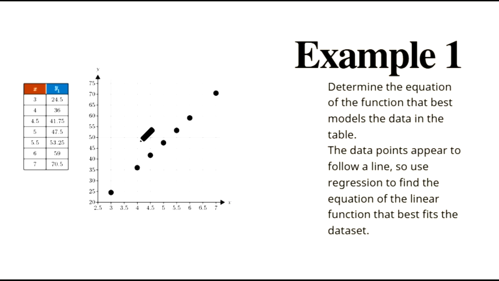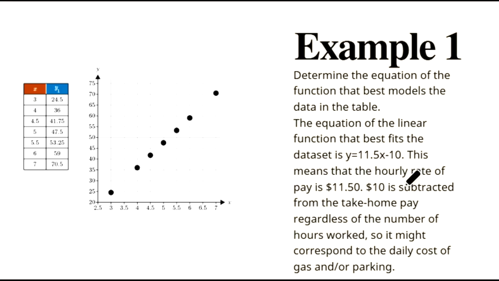Okay? The data points appear to follow a line. So we're going to use the regression feature to find the equation of the linear function that best fits the data set. Okay, I will do this with you when we get to the actual questions as a refresher, so don't stress. Okay, and it will give you the equation of y equals 11.5x minus 10.